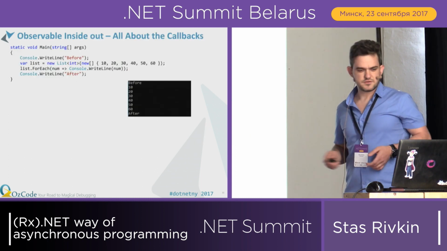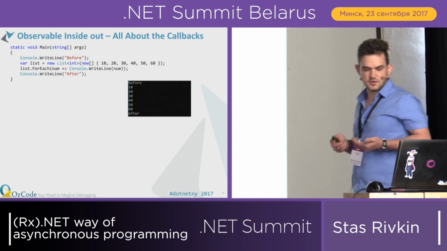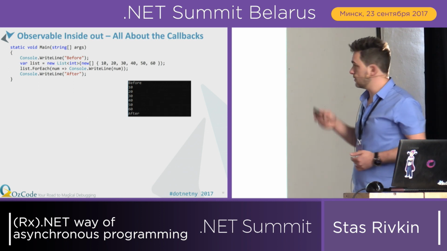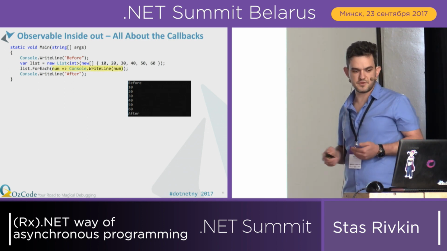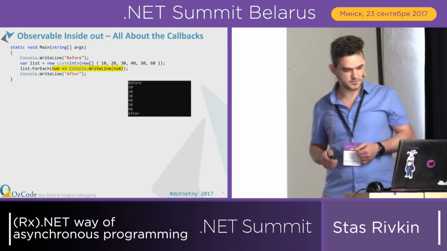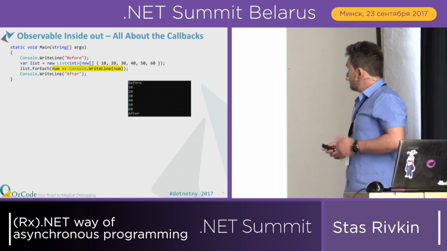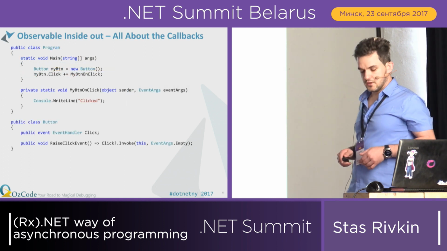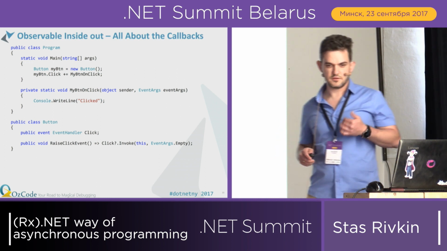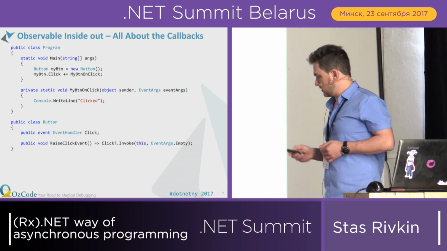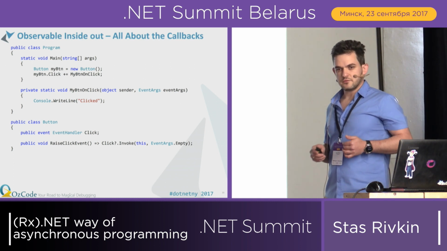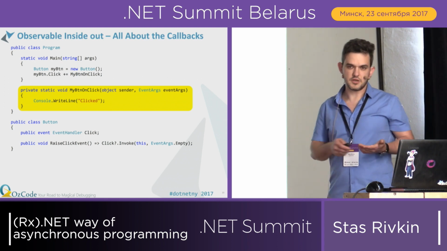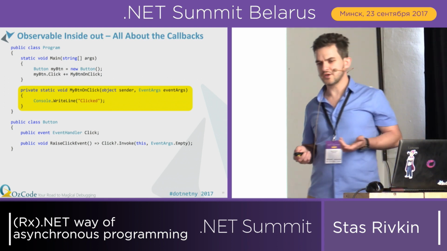Here we have a simple list, and the idea here is that we want to push each item into our callback, which will eventually print it to the log, the console. Let's see a different scenario. Here we have a button, and the button has a click event. The idea here is that whenever the user clicks the button, it will push that event to our click handler. But what about async?